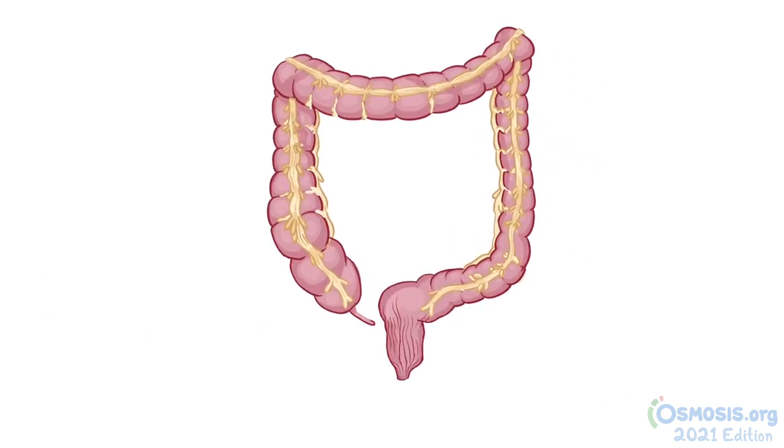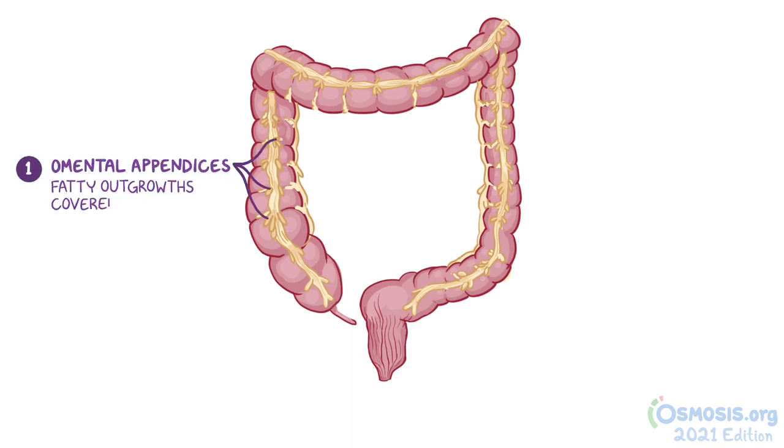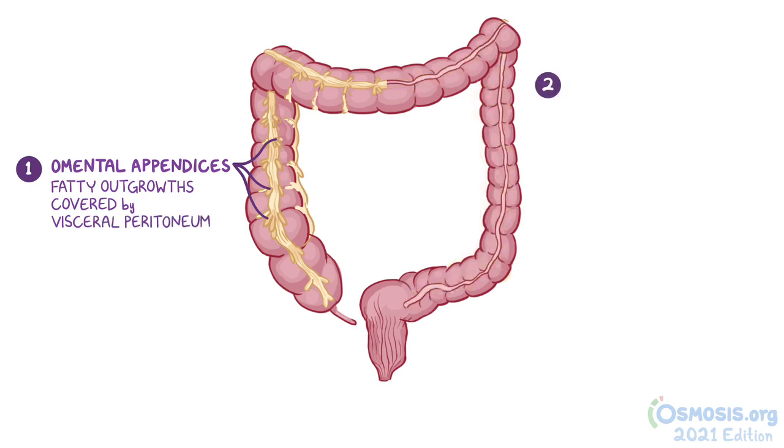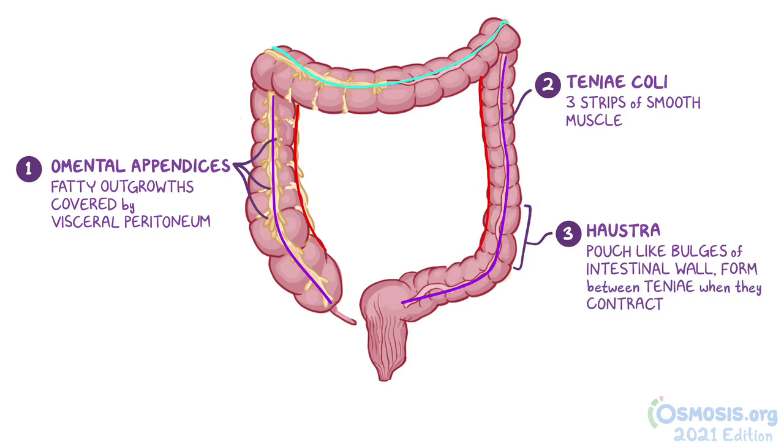There are three main features that distinguish the large intestine from the small intestine, besides the fact that the large intestine has a larger caliber. First, the large intestine has omental appendices, which present as fatty outgrowths covered by visceral peritoneum. Second, there are the Taeniae coli, which are three strips of smooth muscle that run lengthwise from the base of the appendix through the colon and merge at the recto-sigmoid junction to form a longitudinal layer around the rectum. The third and final differentiating feature is that the large intestine has haustra, which are pouch-like bulges of the intestinal wall that form between the taeniae when they contract.